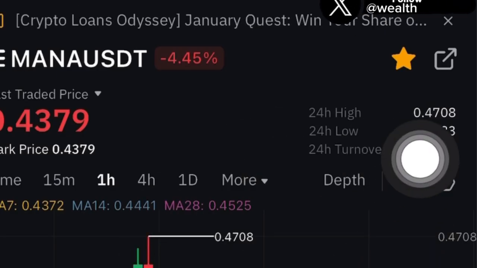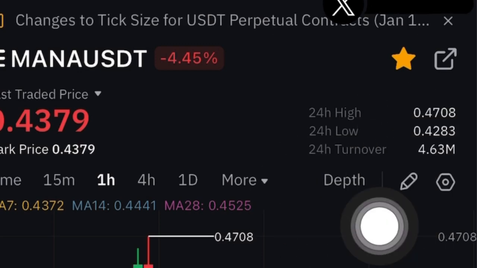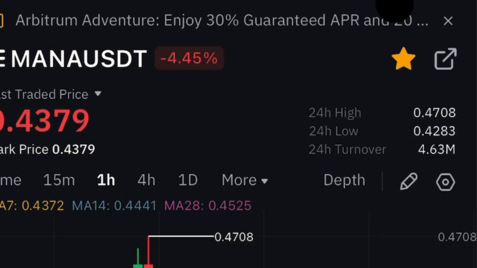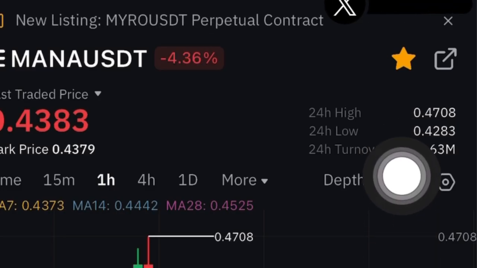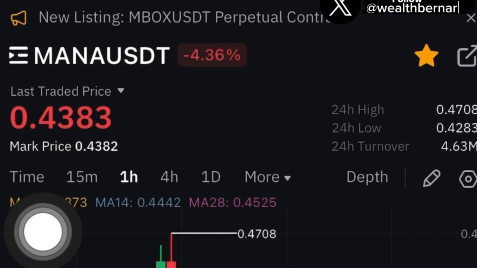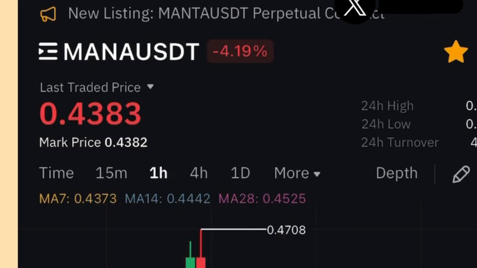So that's what that means, and you must always make sure you take a look at this 24H high and 24H low with the turnover for you to know what to trade while doing derivatives. However, when you come here, you're going to see something like time, and you're going to see 15M, 1 hour, 4H, 1D.